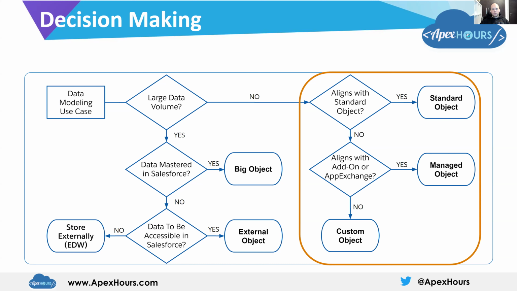Now, if we're not dealing with large data volumes, then we would look at the right side of the diagram. So coming back to the earlier slide, now we're looking between standard objects, managed objects, and custom objects. We should look at our use case and see, does this align with a standard object? If so, then we should use a standard object. And then the next step is figuring out which exact standard object we would want to look at. If it doesn't align with a standard object, then we should see, does this align with a Salesforce add-on or an AppExchange package? If yes, then we should go with a managed object. If no, we should go with a custom object. So a custom object is kind of the last resort if none of the other options fit in.